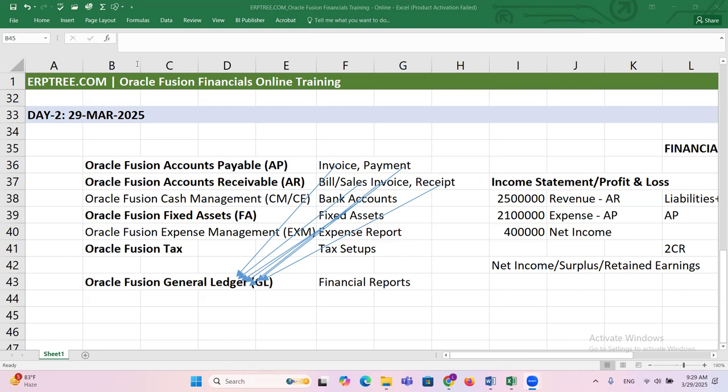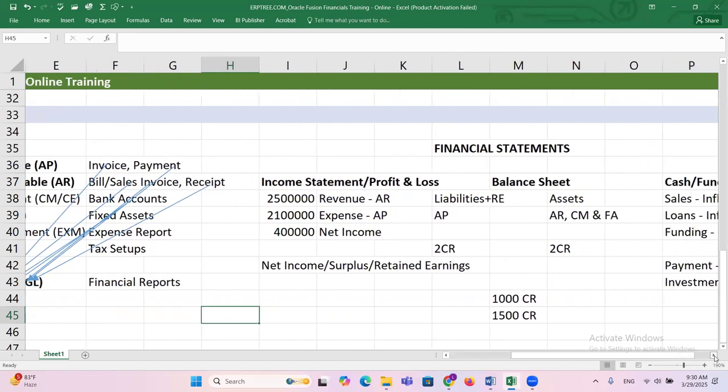Basically, the balance sheet. You mentioned liability plus retained earning, but I think the retained earning comes from the revenue minus expense. Correct, that only we discussed. But in the asset, like AR, CM and FA are on the asset side. So do you have any reason? This is a big question for everybody. It should become an asset, right? Why is it on the other side?